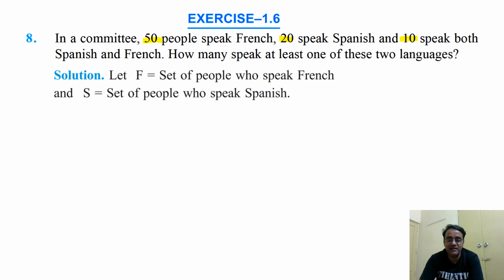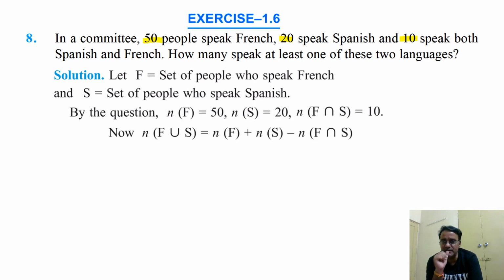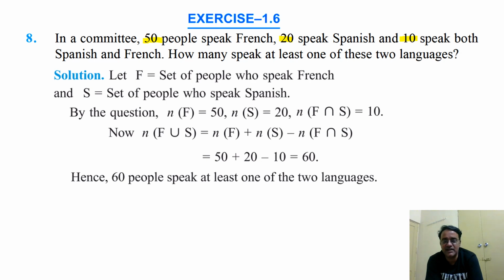Okay, so we'll write first of all whatever values are given. Whatever values are given, we write them first. Now we'll write the formula. Now we'll substitute the corresponding values. The values we have written, we will substitute them. So 50 plus 20 minus 10, it will be 60. So this is the answer.